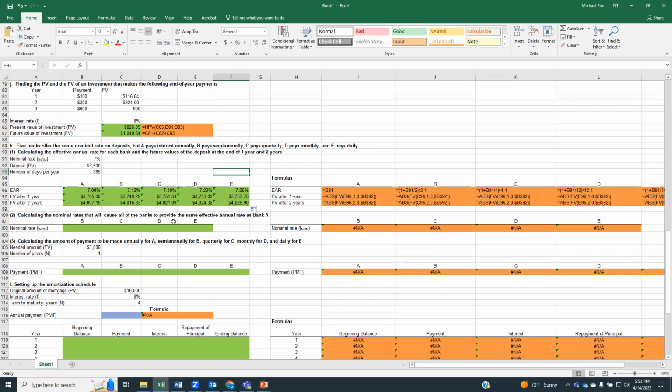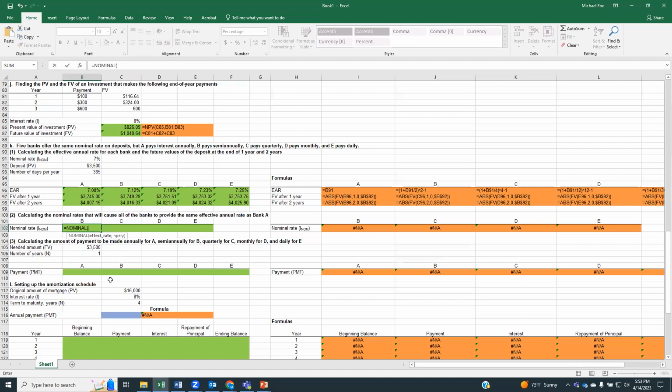All right. So let's move on to K2, which is calculating the nominal rates that will cause the banks to provide the same effective rate of interest. So for this, we actually have a function in Excel. Why we didn't have one to find the year, I don't know. So the function is nominal.